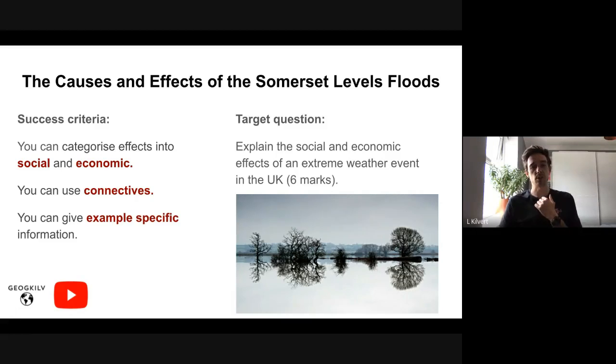Now, in terms of our success criteria, we need to be able to categorize our effects into social and economic. We need to be able to use connectives. So we're talking about therefore. This means that as a consequence of, in order to be able to give detailed explanations. And where possible, we need to give some specific case study examples. Okay, and I'm going to guide you through that as we go through this particular lesson. So the first thing that we need to think about really is, where is our case study?